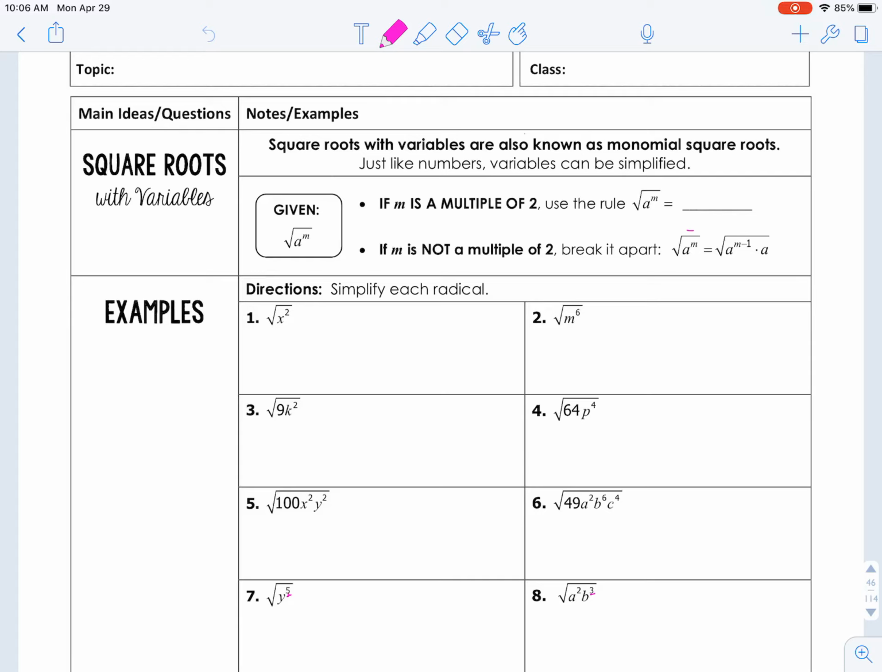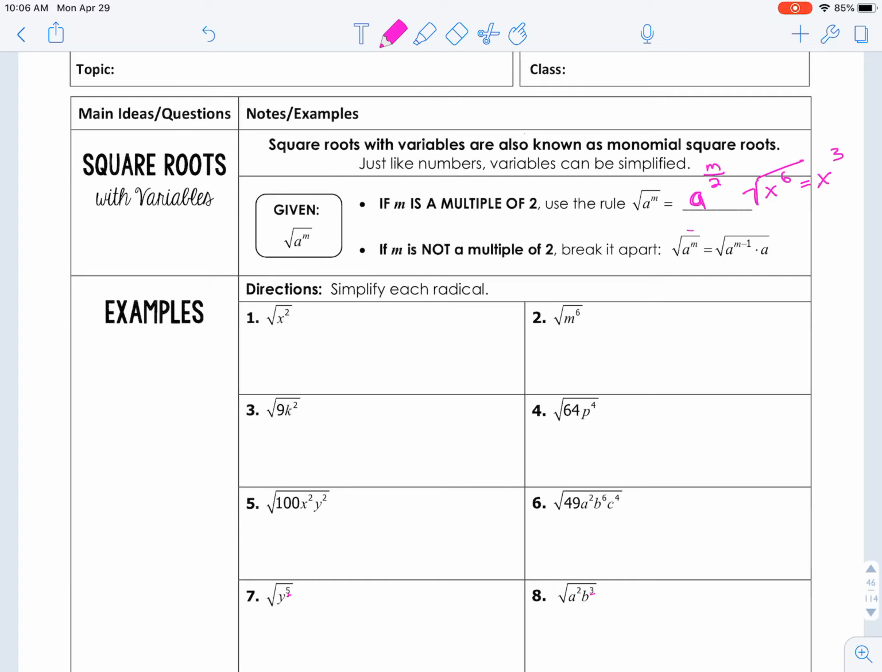If m is a multiple of 2, use the rule the square root of a^m is equal to a to the m divided by 2. For example, if you wanted to do this, let's say with real numbers, if you have the square root of x to the 6th, that is going to be equal to x to the 3rd.